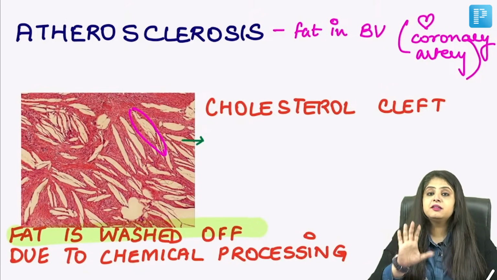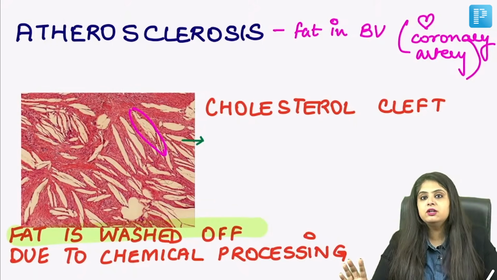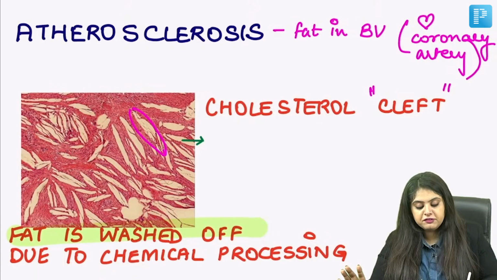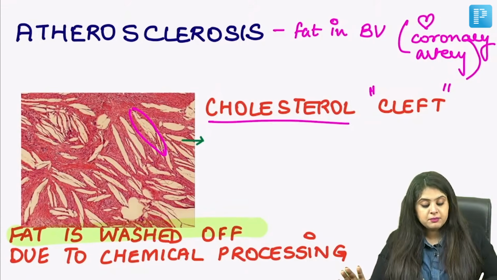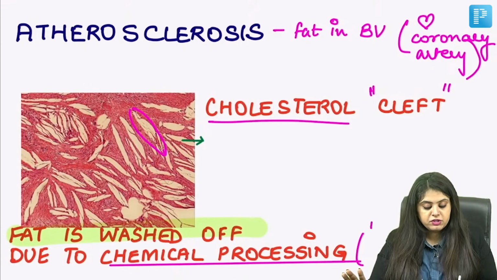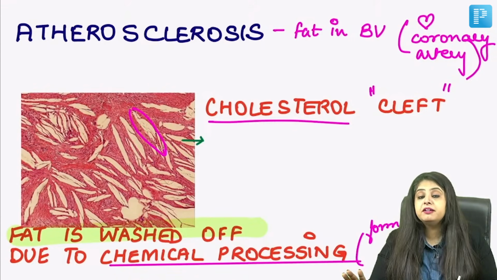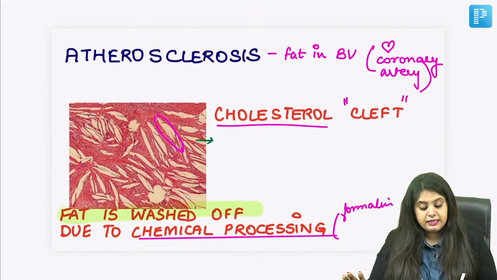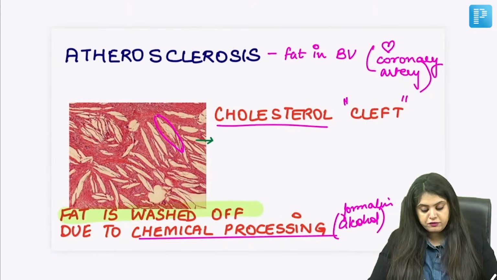There is a space in the memory of fat, but the fat has actually gone away. So can I call them clefts, which earlier had cholesterol, but because you put it through chemicals, like which chemicals, if someone asks you in your viva, it could be formalin, it could be alcohol, and because of all of this it has gotten washed off. Are we okay with this?